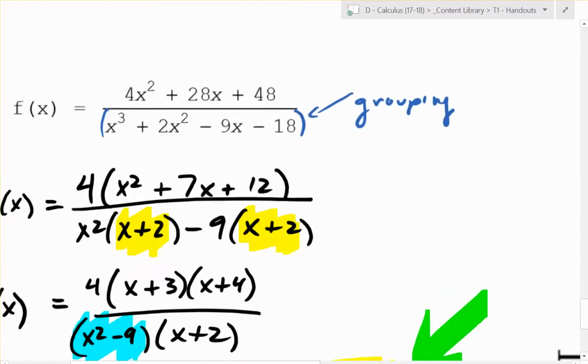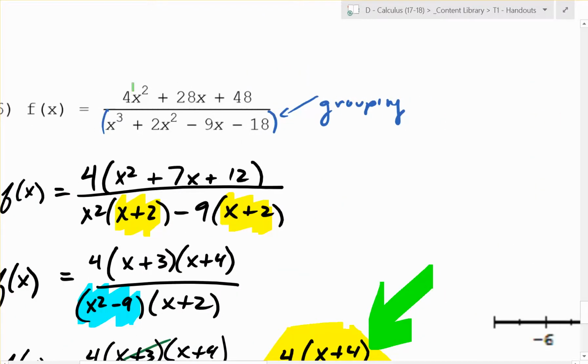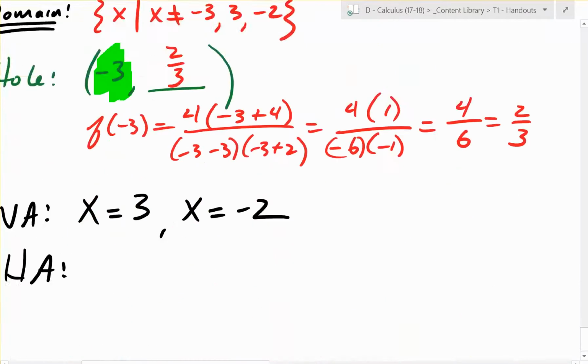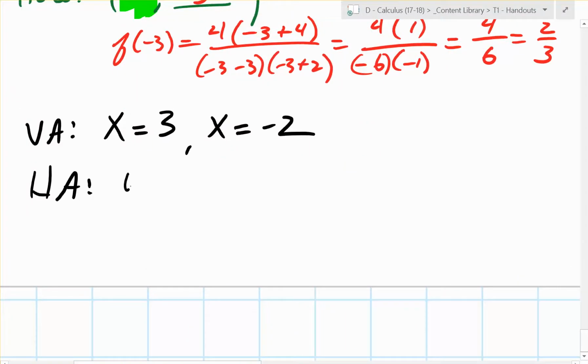And for the horizontal asymptote, you look at just the leading term. Look at the original. What are the leading terms here? There's 4x squared and x cubed. What's the power in the denominator? 3. What's the power in the numerator? What's greater? If the power is greater in the denominator, the horizontal asymptote is always going to be what? y equals 0. You can use the end behavior to determine what side it's approaching from.